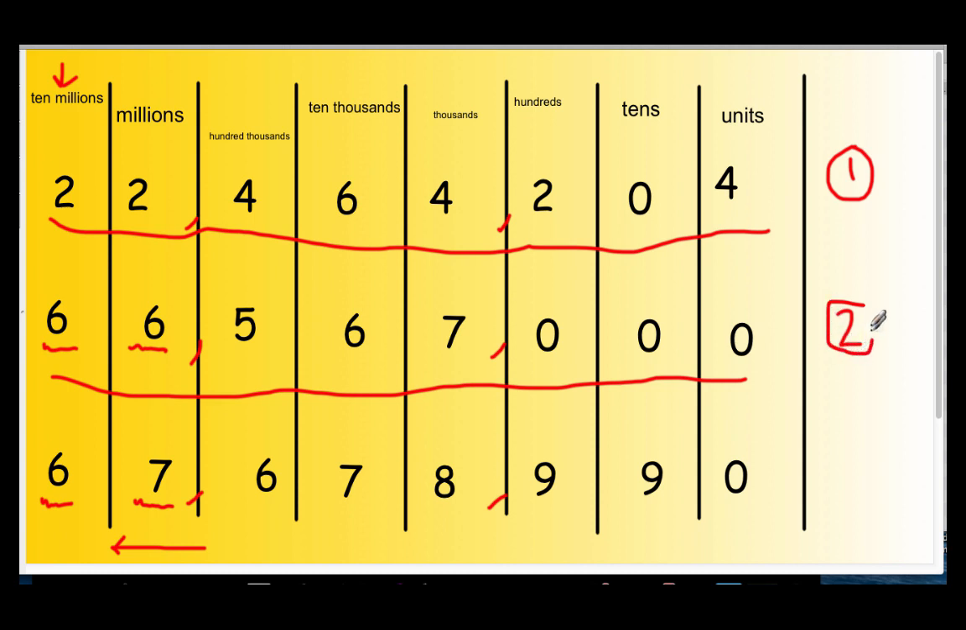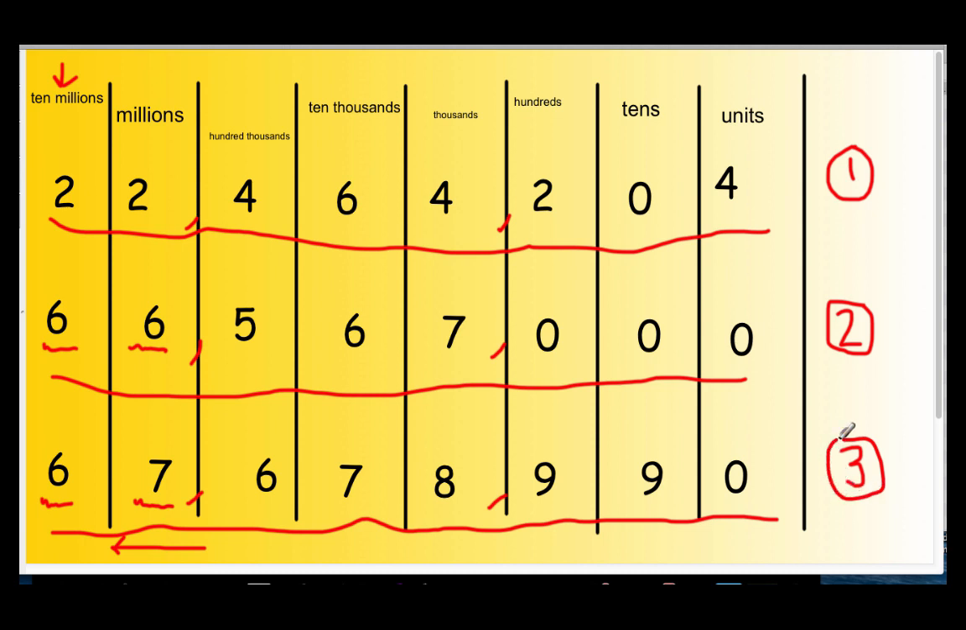And by default, just because it's the last one left, this number here must be our largest number, and it is. It's 67 million. So let's just pop that down. That's number 3. Okay. Now, I hope that has been useful to you. I think that will help you with the activity that you're going to do. If you've got any questions, do come and see me or one of your teachers.